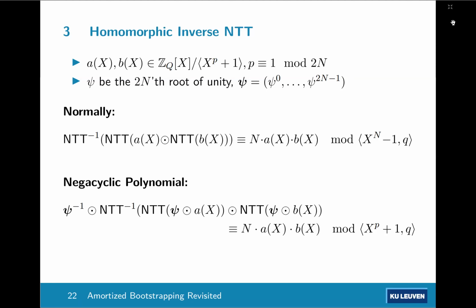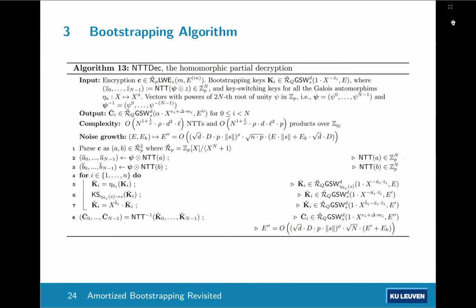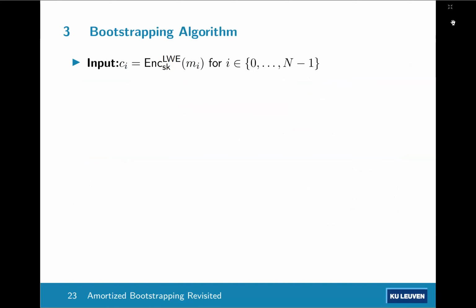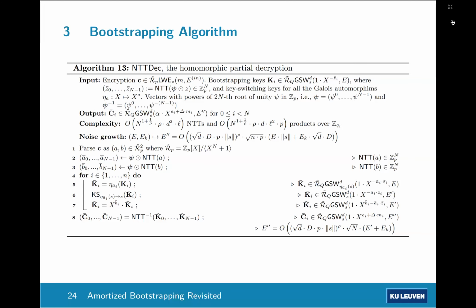So the nice thing about this is that we can now move on to the bootstrapping algorithm. So we take this input, we take n LWE ciphertexts. First thing we do is, as I said, packing. Then we can get a little bit of packing done. Once we've packed, all we need to do is play around a little bit.